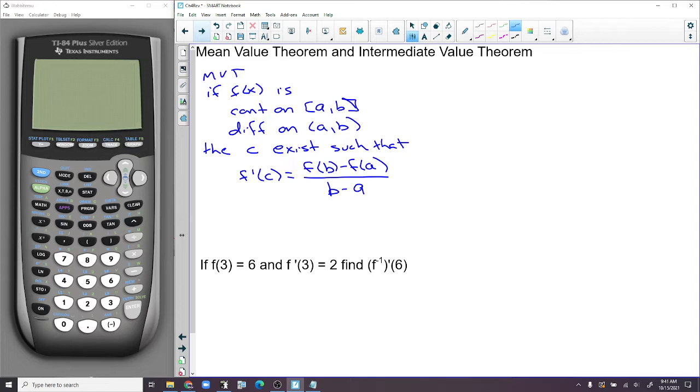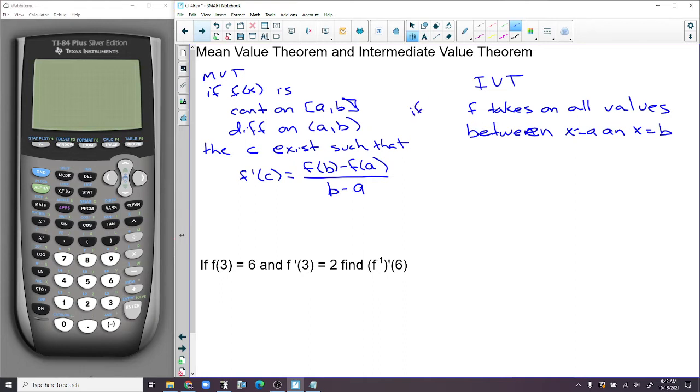Now the intermediate value theorem says that, how should we say it? f takes on all values between x equals a and x equals b, if f is continuous. If f is continuous, f takes on all values between f of a and f of b.